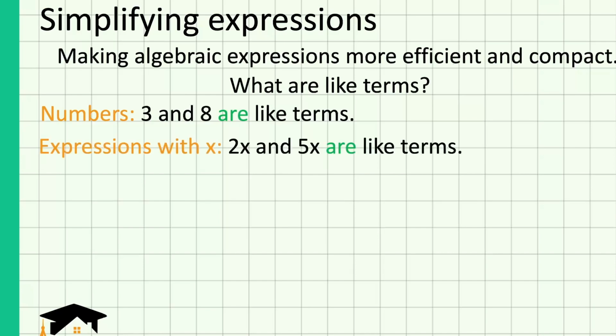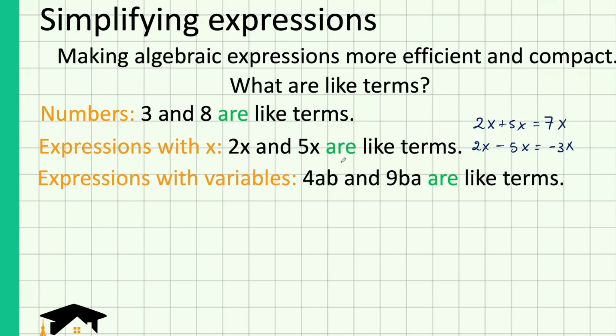Expressions with x are also like terms, so 2x and 5x are like terms. This means that we can do operations like 2x plus 5x, which gives us, we just put together the numbers, 7 and then x. We can do 2x minus 5x, and in this case, 2 minus 5 is minus 3x. And there are many more operations that we can do. The thing is that because 2x and 5x both have 1x, then they are like terms.